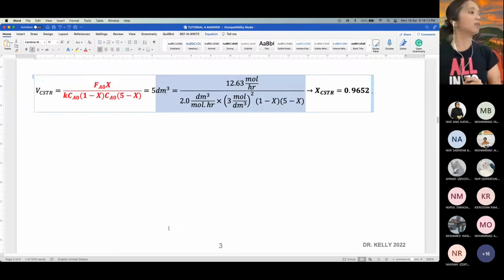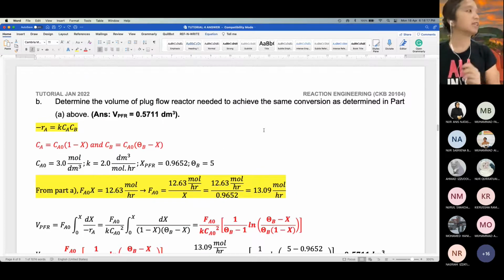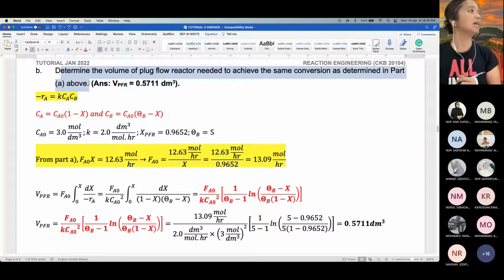Okay, so for question number 2, I have one part left. Okay, I will try to finish. I can finish in 10 minutes, just a little more. Alright, so the next part. Determine the volume of PFR to achieve the same conversion as determined in part A above.